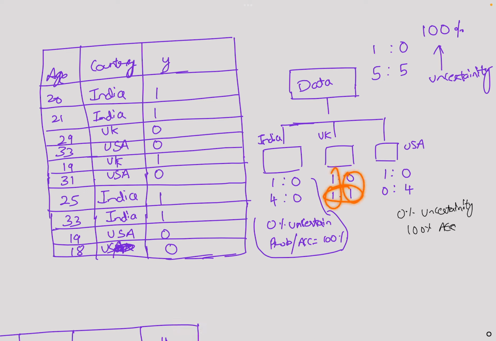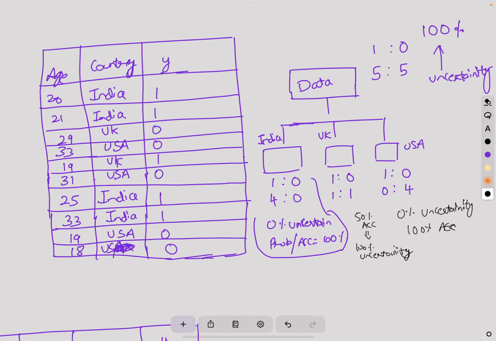So over here, if I make a random guess that, let's say if I get a data set that belongs to UK, and if I guess that it belongs to class 1, what is my probability of success? According to this, it will be exactly 50%, because I have equal number of records in class 1 and class 0. So it will be 50%. Uncertainty, 50% accuracy, which implies 100% uncertainty.